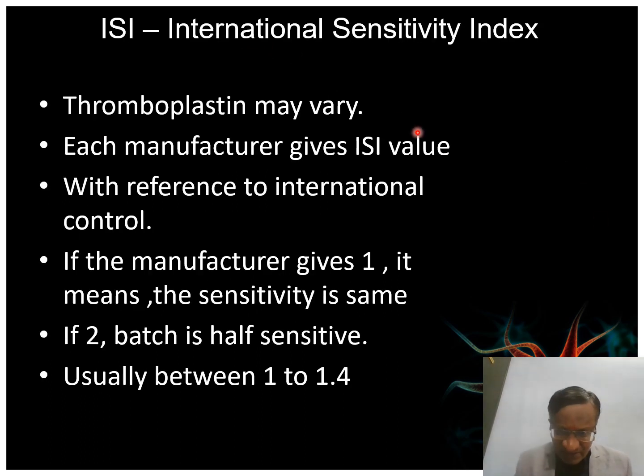Thromboplastin may vary. Each manufacturer will give an ISI value. Now, if the manufacturer gives an ISI value of 1, the sensitivity is the same. Now 12 seconds, INR will become 1. If it is 2, then the batch is half as sensitive and it will become to the power. So usually it is between 1 and 1.4.